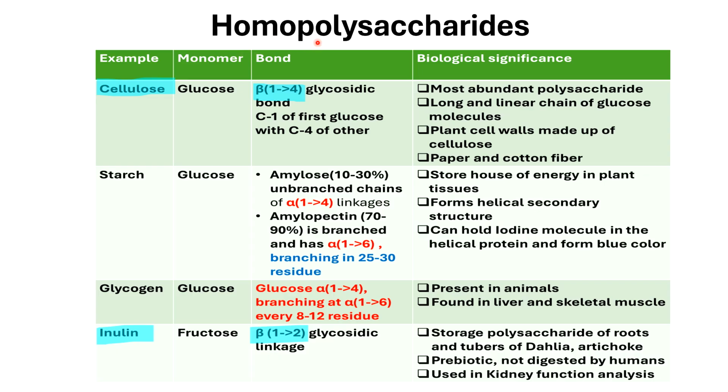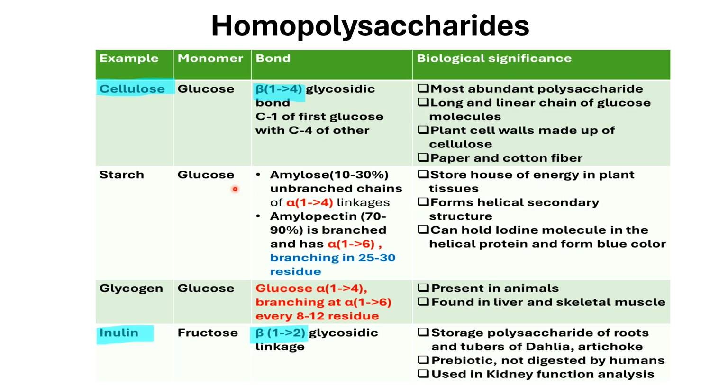Let's see some examples of homopolysaccharide. First example is cellulose. We all know plant cells are made up of cellulose; paper and cotton fiber are also made of cellulose. Cellulose is a long and linear chain made up of typically glucose, which are linked together by beta 1,4 glycosidic bond.